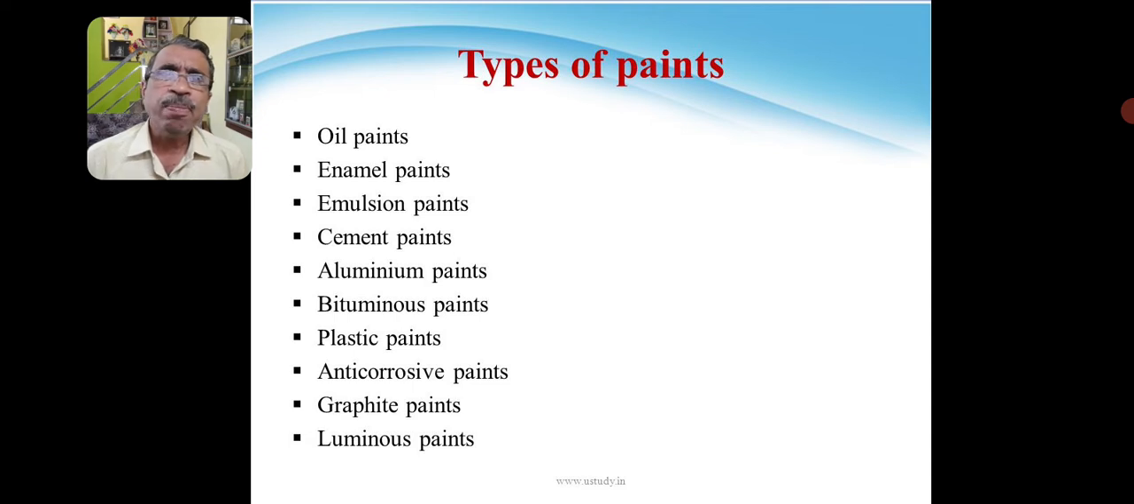This shows the types of paints. We have oil paints, enamel paints, emulsion paints, cement paints, aluminium paints, bituminous paints, plastic paints, anti-corrosive paints, graphite paints, and luminous paints.